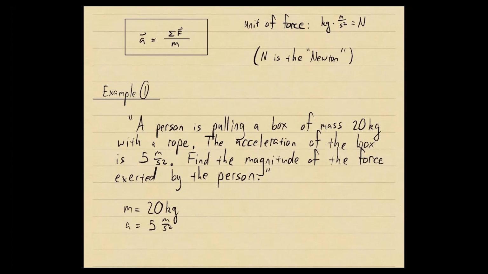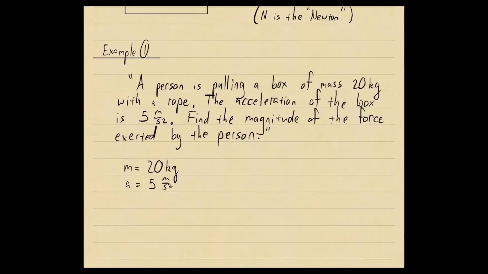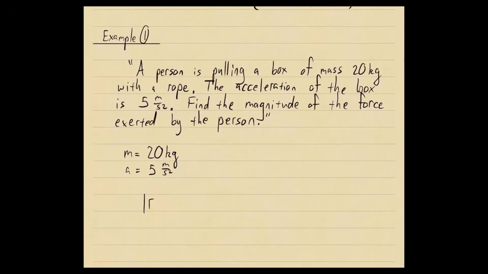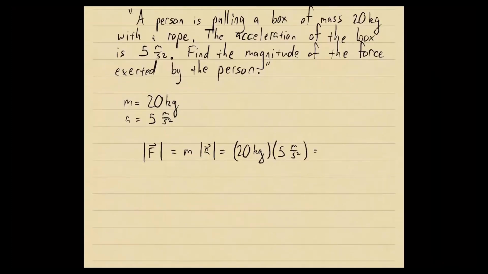The problem doesn't list any other types of forces acting on the box aside from the person pulling on it with a rope. So in that case, the magnitude of the force exerted by the person on the box is going to be equal to the mass of the box times the magnitude of the acceleration. So this is going to be 20 kilograms multiplied by 5 meters per second squared, which is going to be 100 kilograms times meters per second squared for the units.